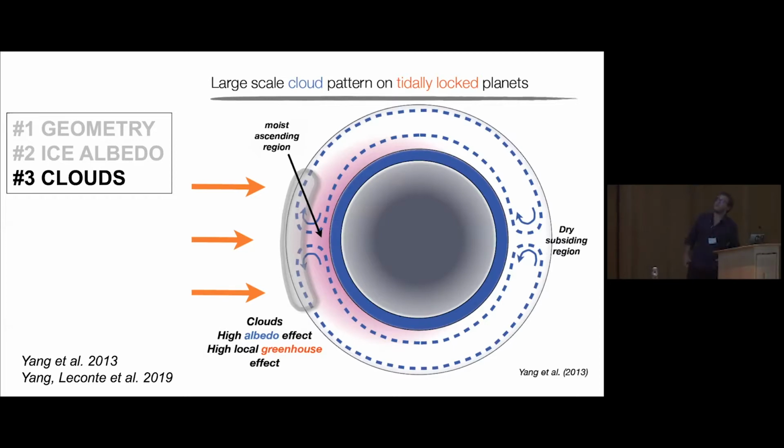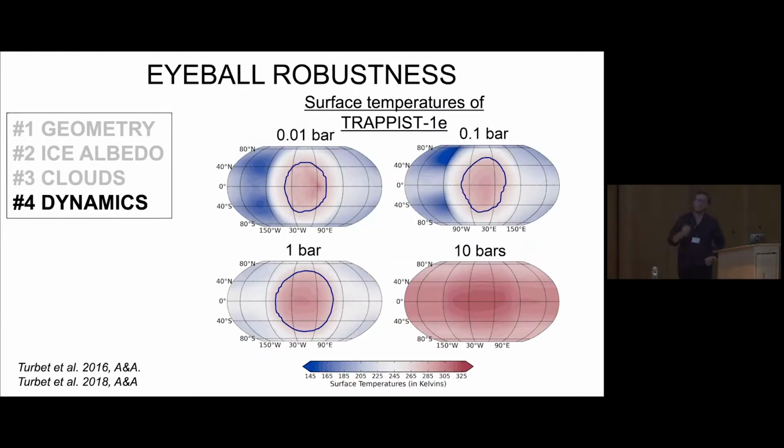The fourth type of ingredient or component that also helps you to stabilize your planet is heat redistribution and the way the atmosphere is able to transport heat. If you want to understand that, these are some simulations that show you the surface temperature, here for TRAPPIST-1e, for different surface pressures.